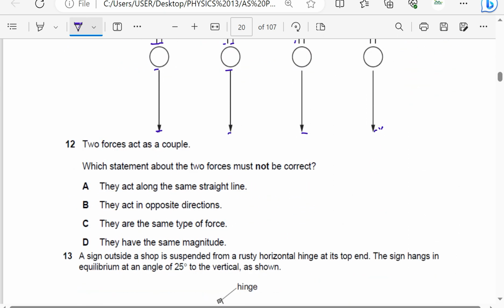Two forces act as a couple. Remember, a couple refers to two equal forces whose lines of action never meet. Their lines of action never meet, they are parallel to each other, they are equal in magnitude. Which statement about the two forces must not be correct? They act along the same straight line. Not at all, because this would mean their lines of action are meeting. I think they act in opposite directions. They are of the same type. They have the same magnitude. So they are equal but opposite. So the answer is A, not correct.